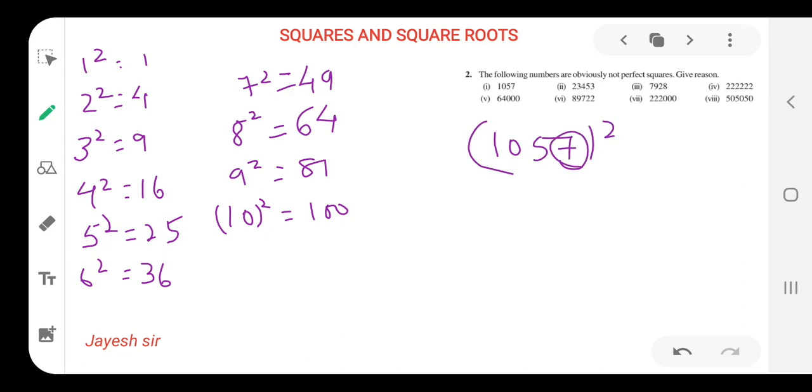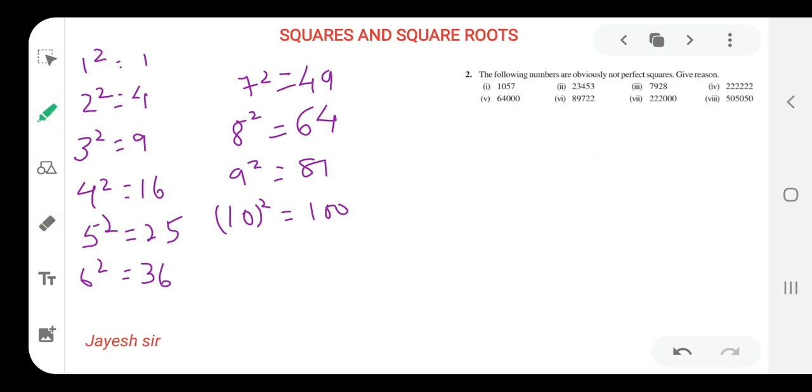7 at the unit place. Can we find 7 at the unit place in any of the numbers? Here 1 is there, 4, 9, 16, 25, 36, 49, 64, 81, 100. Is there 7 at any of its unit places? No. That means 7 cannot be at the unit place of any number's square. That's why it is not the square of any number. This is the reason we can give for finding and solving the sum.